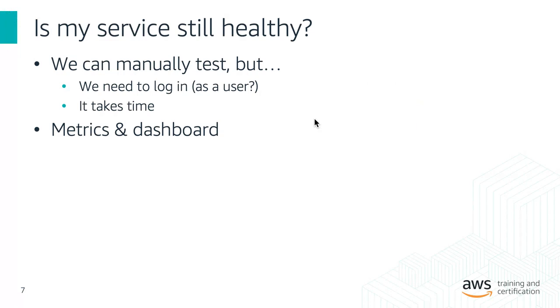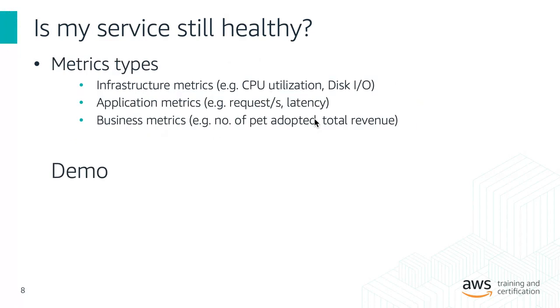So the first concept that we are going to visit to answer this question is metrics and dashboards. There are many types of metrics, and you can categorize them in many ways, but one way is to divide them into infrastructure, application, and business metrics. The infrastructure metrics are very low level, at the instance or the container itself. For example, the CPU utilization is one of them. On the application level, you can look at the latency or the volume of requests coming per second.